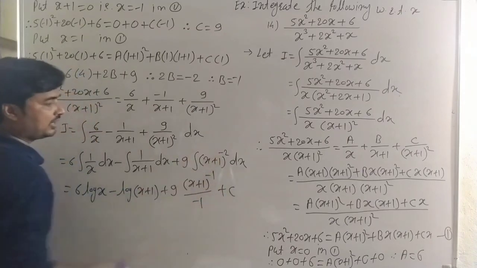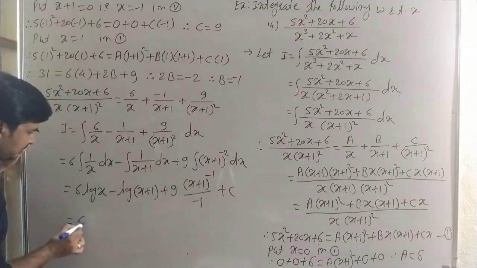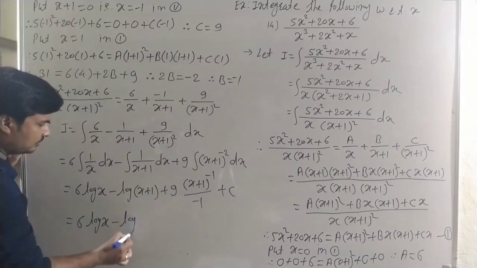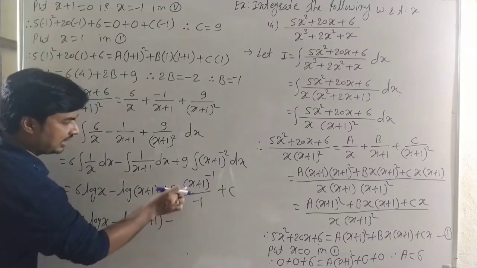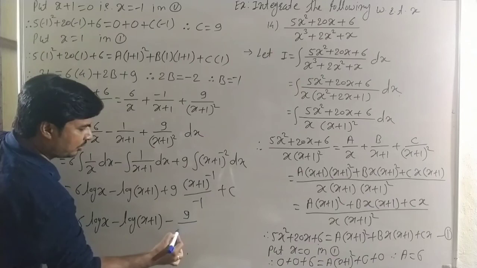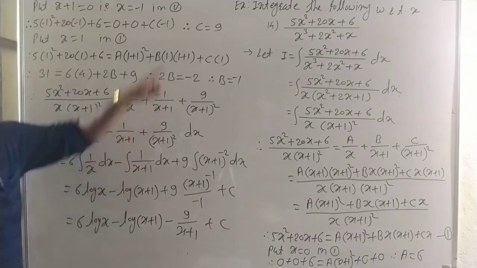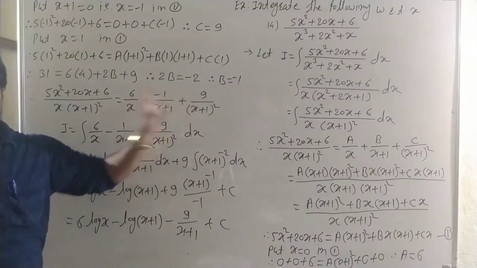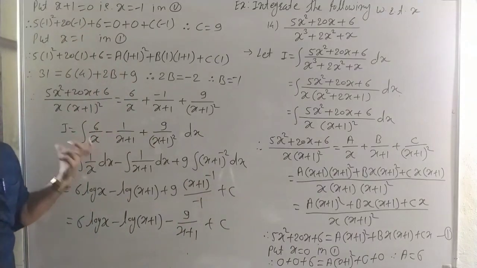Here we use x to the power n, x to the power n plus 1 upon n plus 1, and then the last answer is 6 into log x minus log of x plus 1, this minus, okay, and here x plus 1 to the power minus 1, it is 1 upon x plus 1, therefore it is 9 upon x plus 1 and plus c. It is the last answer. Okay, see carefully, the denominator contains 3 factors but 2 are repeated. Okay, so check all the calculations and write in the notebook.